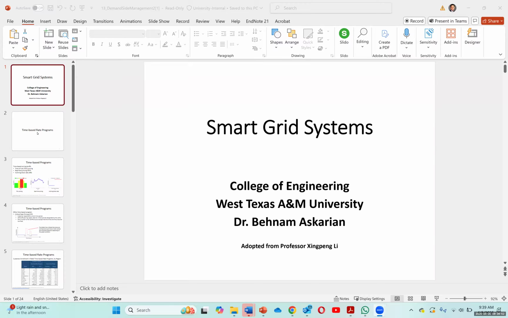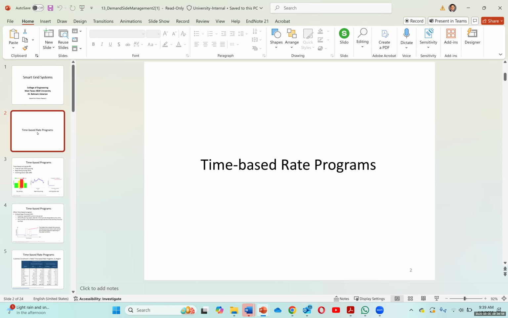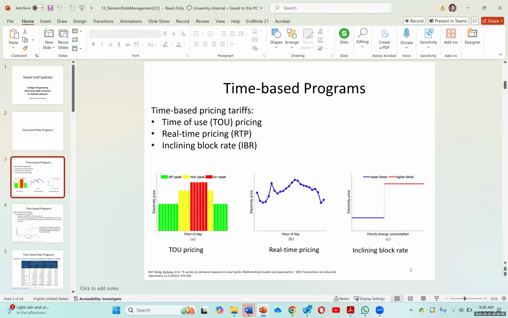So for the demand side response, we already spoke about time-based rate programs. When time-based programs come to mind, we usually mean TOU, which is time of use pricing, but we have other methods of tariffs for pricing as well. The first one that we already spoke about a little bit is time of use, or TOU pricing. We also have real-time pricing, or RTP, and the inclining block rate as well.